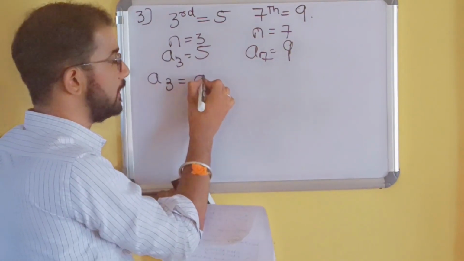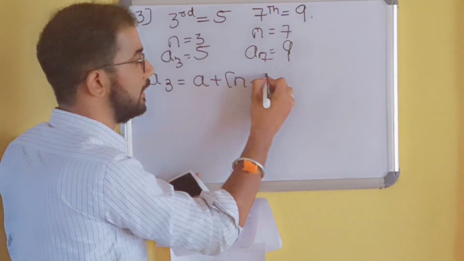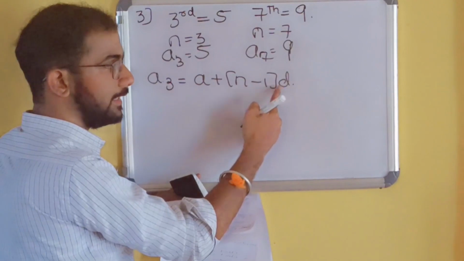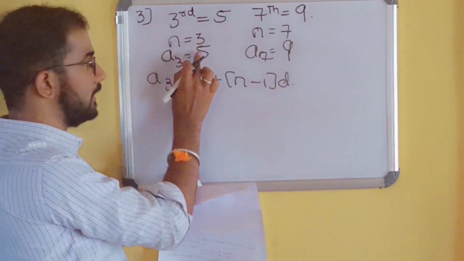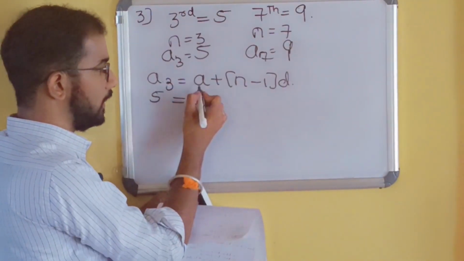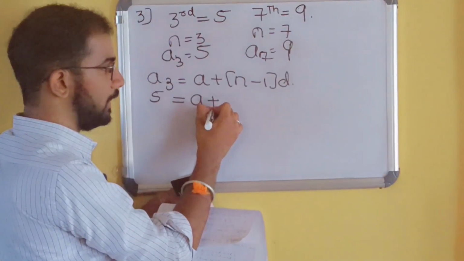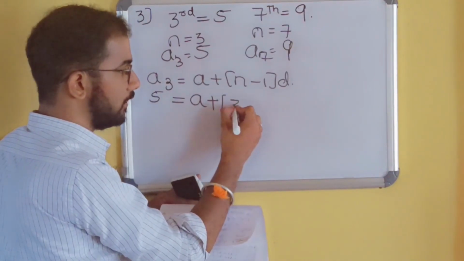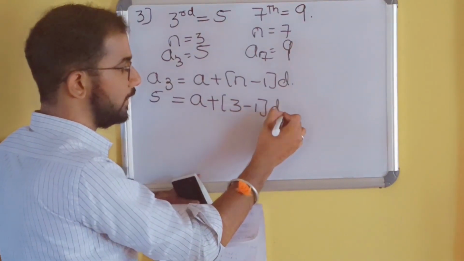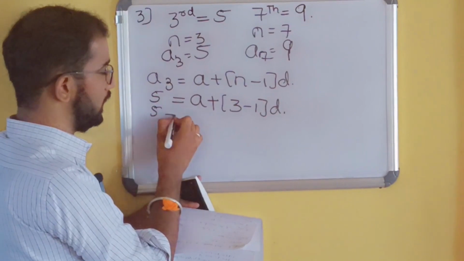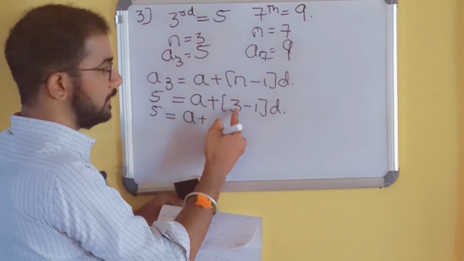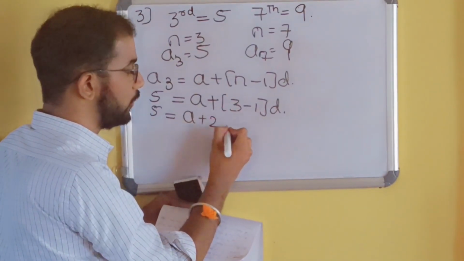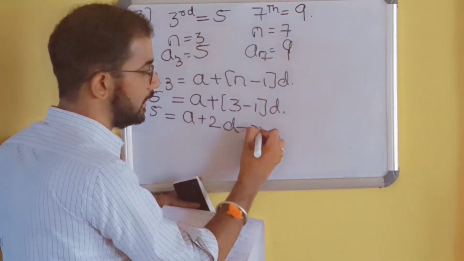A3 is given as first term a plus n minus 1 into d. Now here we have to calculate the values of a and d. A3 as 5 equals a, which we don't know, plus what is the value of n? n is 3, minus 1 into d. 5 equals a plus 3 minus 1, what is 3 minus 1? It is 2d. This is equation number 1.